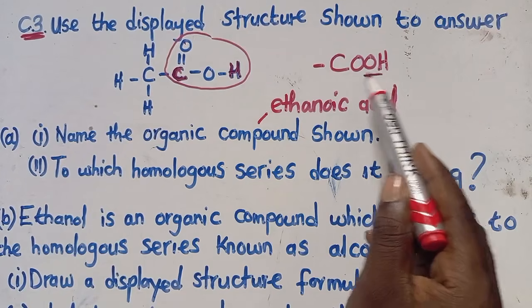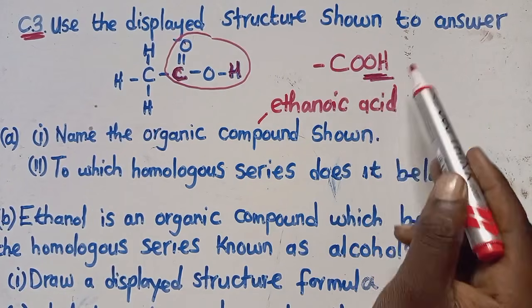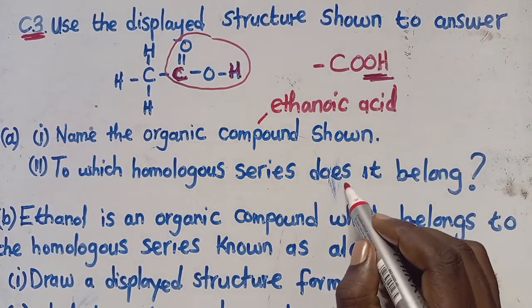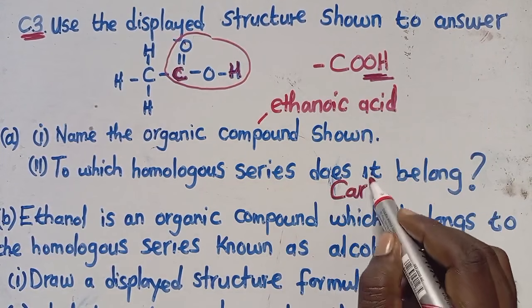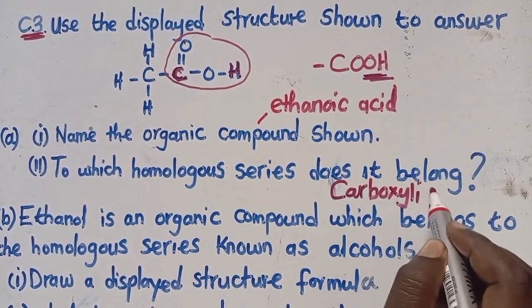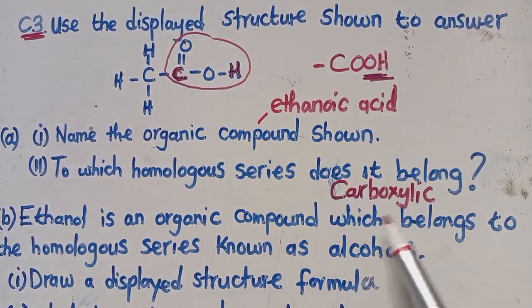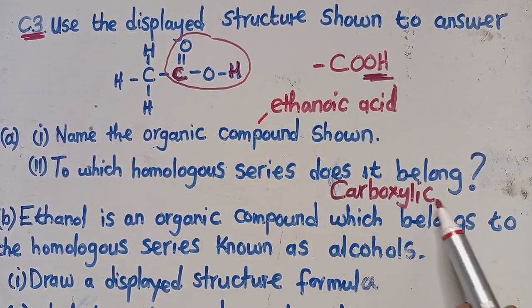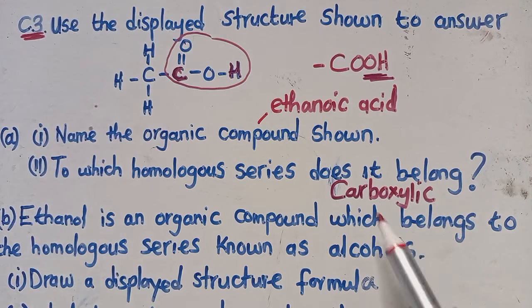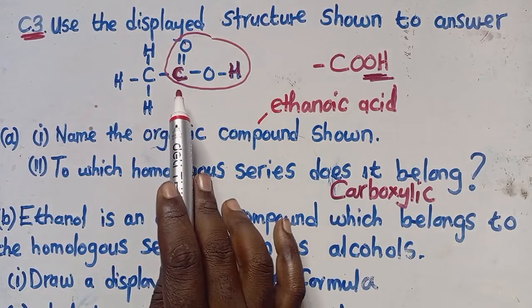So the type of compound that has this type of functional group is known as a carboxylic. So I'm going to say that to which homologous series does it belong? It belongs to what? To a carboxylic. So carboxylic what? Group, or you can just say carboxyl group. So coming from carboxylic acid, this is a carboxylic acid.